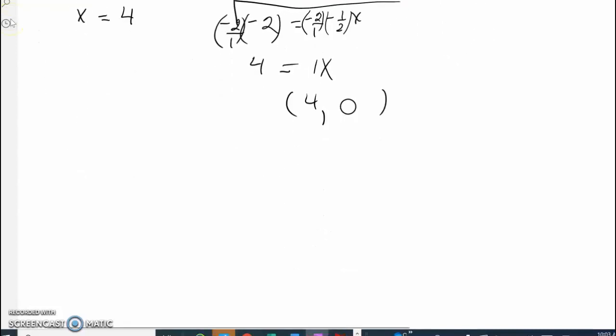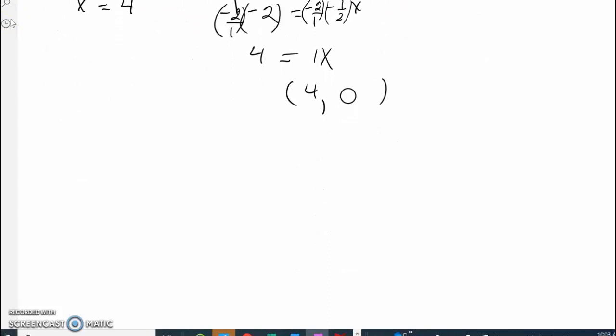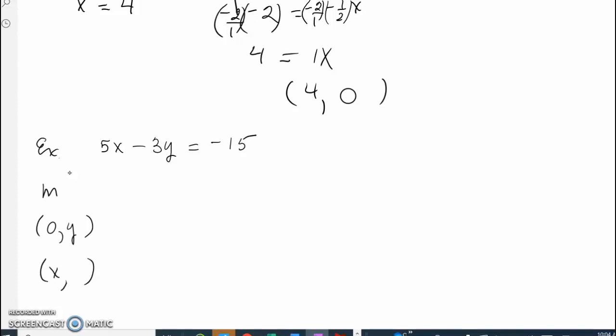Okay, let's try another example. Same exercise: we want to find m, we want to find the y-intercept b, and we want to find the x-intercept. So step 1, we need to solve for y.